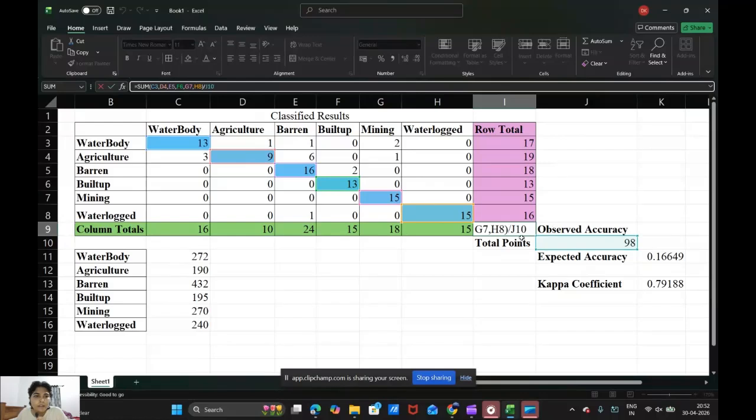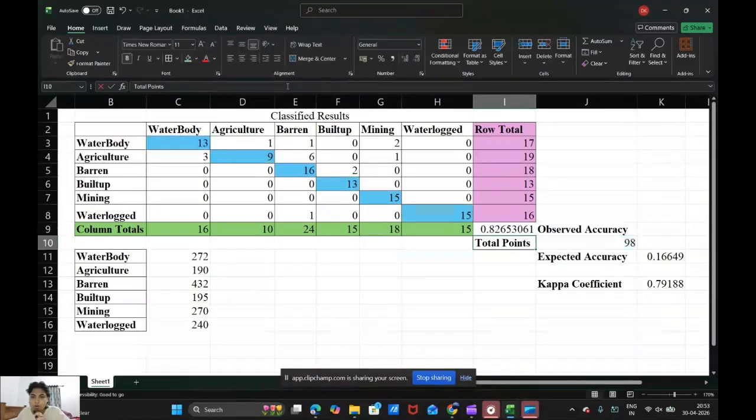So then what we have done, we have just divided it with this total number of points that were actually there. Some of them were perfectly classified, and when you take a sum of these and divide by the total number of points, it is 98. So that gives us the observed accuracy. I believe this you have understood. Now we will talk about this expected accuracy.